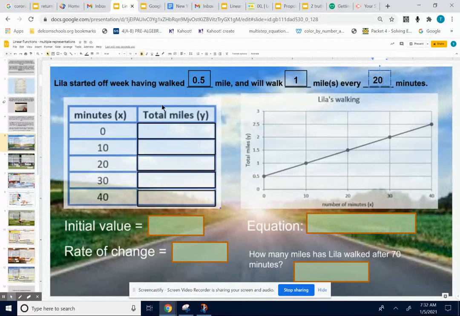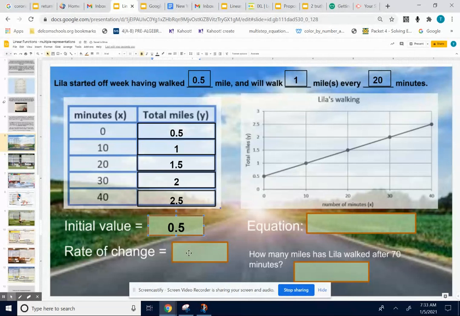Now I'm going to work on the data table. At 0 minutes, we already said that she's gone 0.5 miles. After 10 minutes, I'm just going to look at the graph. After 10 minutes, she's gone 1 mile. After 20 minutes, she's gone 1.5. See how she's going up a half every 10? I'm just going to follow the pattern. It's going to go up to 2, and then 2.5. I already know the initial value because that was the y-intercept. That was the half of a mile.